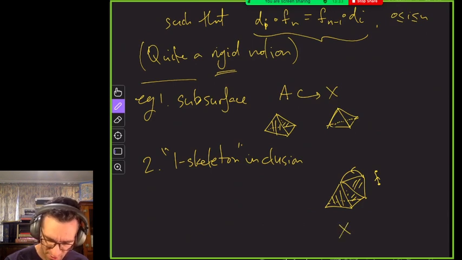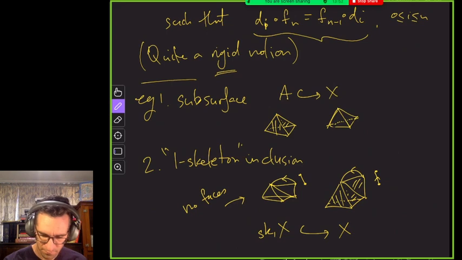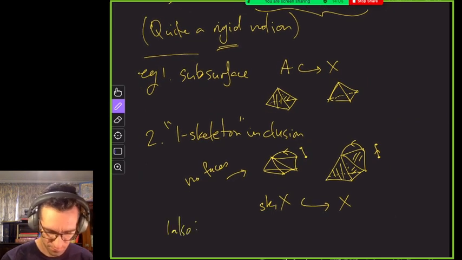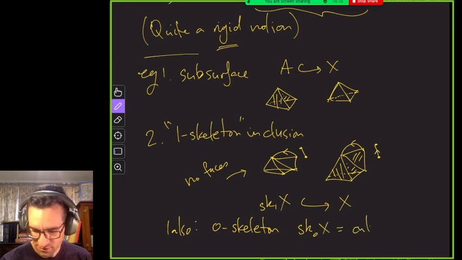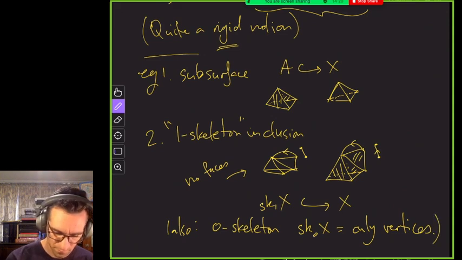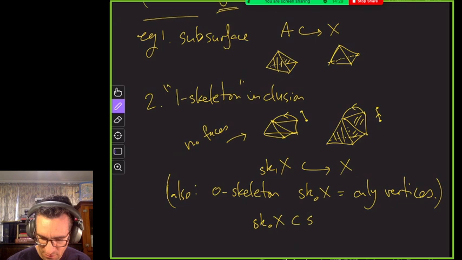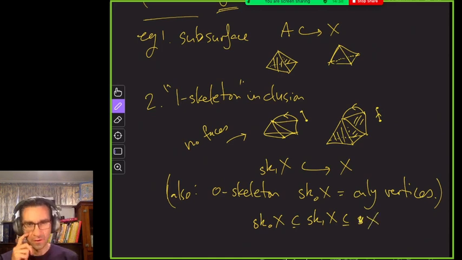And if this is X, then I can take the one skeleton of X, and so now it's a wireframe. So now there's no triangles, no faces. I also take the zero skeleton. SK sub 0 of X equals only the vertices. And that sits inside the one skeleton. So let me just write that. SK 0, SK 1, SK 2, the two skeleton is all of X. We'll see more of this later.